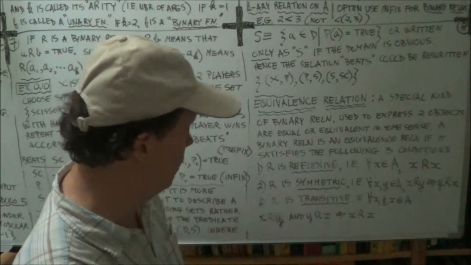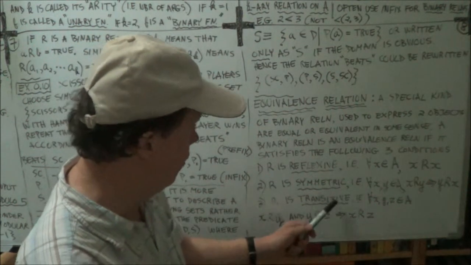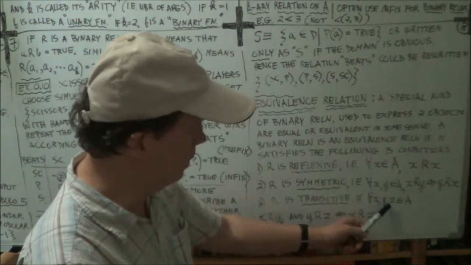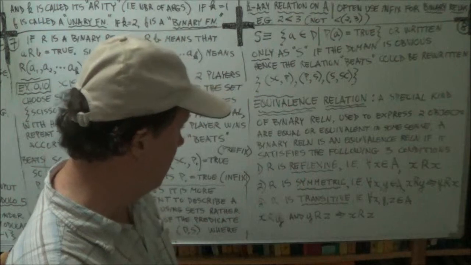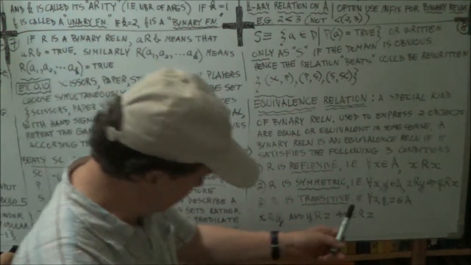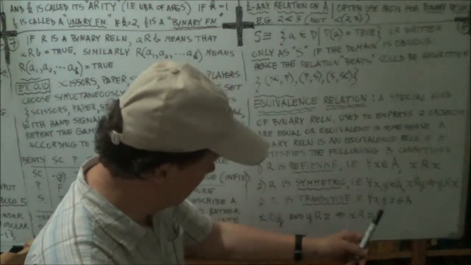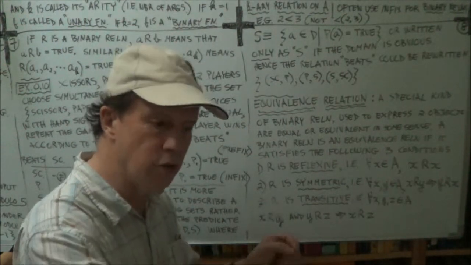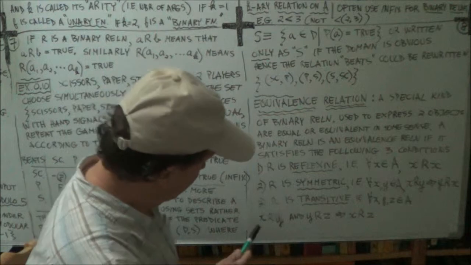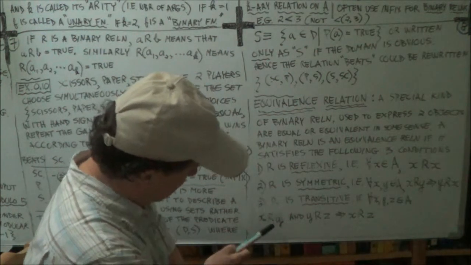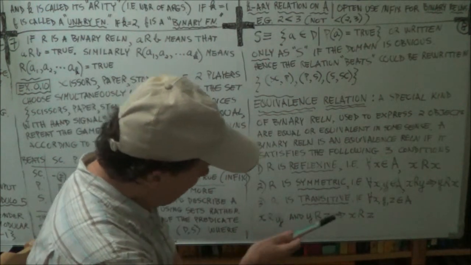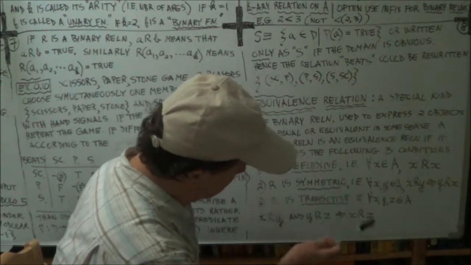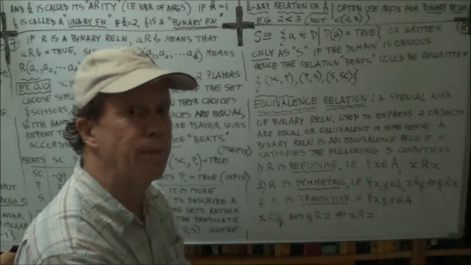Right. So that's an example of a symmetric function. Now, a transitive function. Now we're involving three elements of a set, and this relation, this R, is said to be transitive. So if X R Y and Y R Z, then it follows, if it's transitive, that X R Z. I'll give you an example.